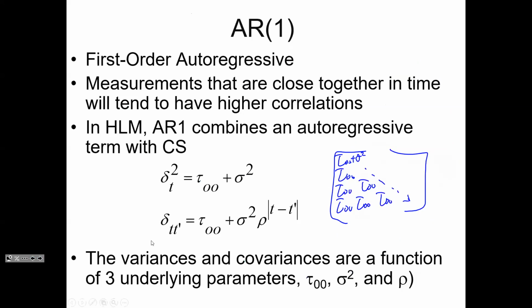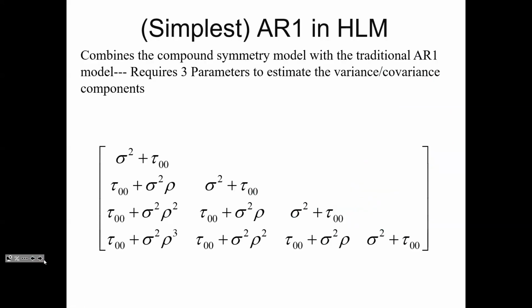And let me go to a prettier slide rather than trying to write it on here. Here we go, much prettier. So if I took the compound symmetry model and added an AR1, a first order autoregressive component, now I'd be saying I can estimate that variance covariance structure in just three elements: 1 sigma squared, 1 tau, and 1 rho.